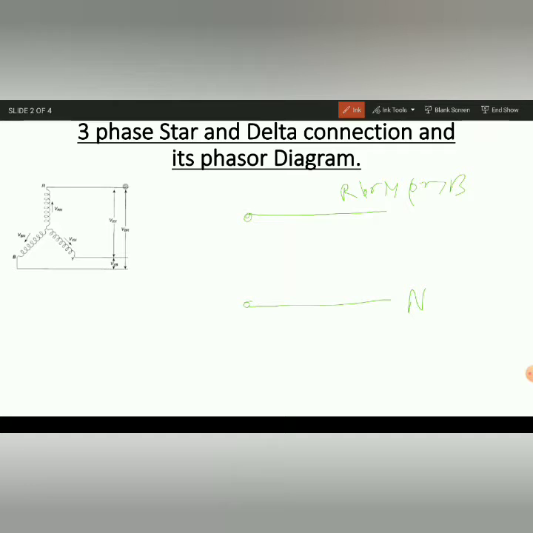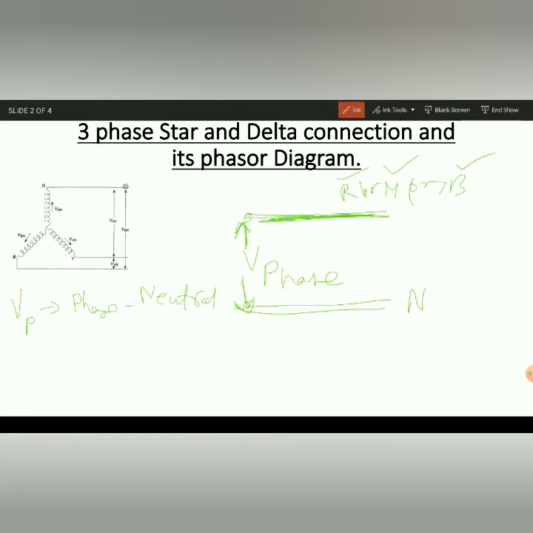So if we measure a voltage between one phase, it can be any phase, R phase, Y phase, B phase, and neutral, that voltage is called phase voltage. Okay, so that voltage we call a phase voltage. So phase voltage means always one phase to neutral. Okay, so the phase voltage is between one phase and the neutral.